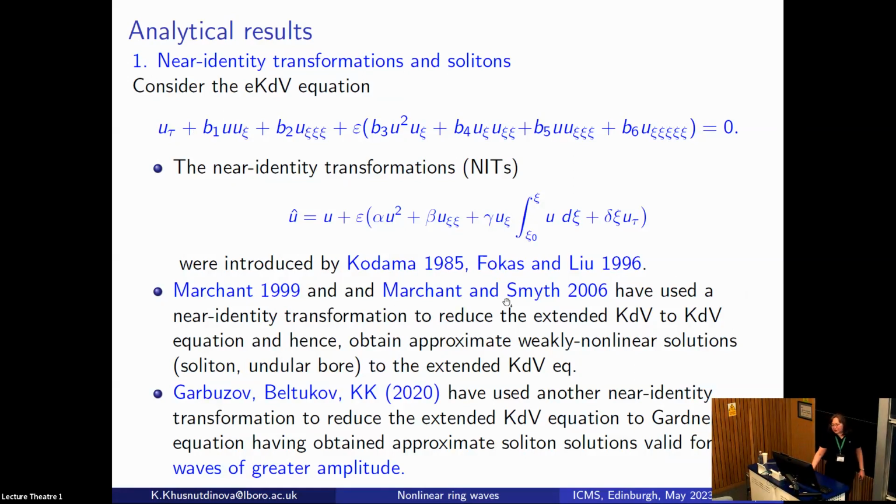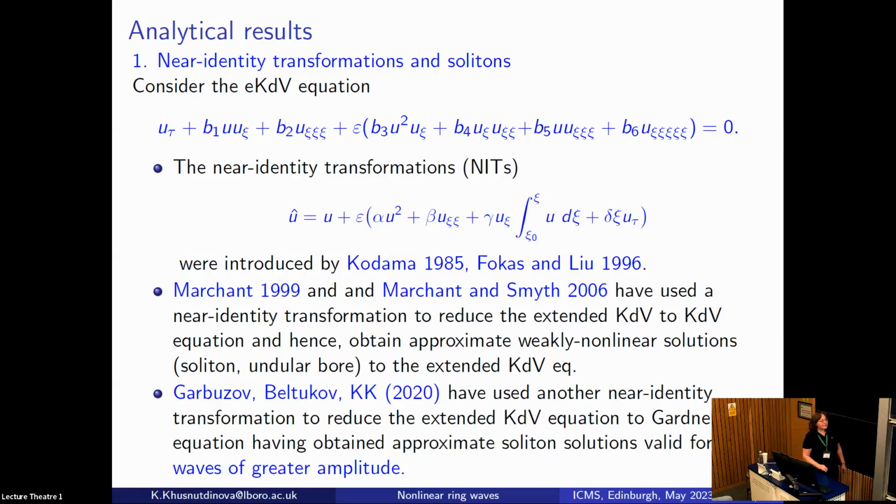So Marchant and Smyth have used near-identity transformations to reduce the extended KdV to KdV, then take some soliton solutions or Airy-Bohr solutions of the KdV, use the inverse near-identity transformation, and that way obtain some approximate solution for the extended Korteweg-de Vries equation. Okay. However, KdV doesn't have, for example, solutions like tabletop solitons, which we know Gardner has and strongly nonlinear models have.